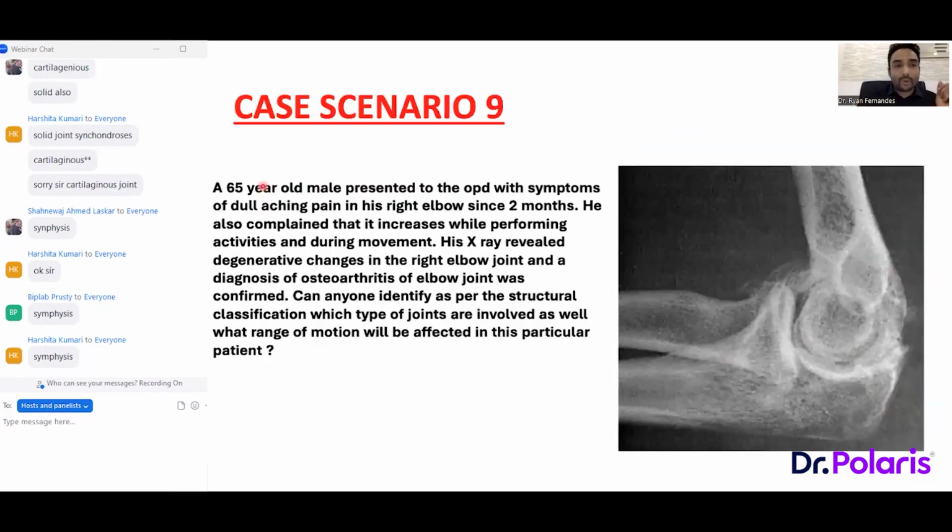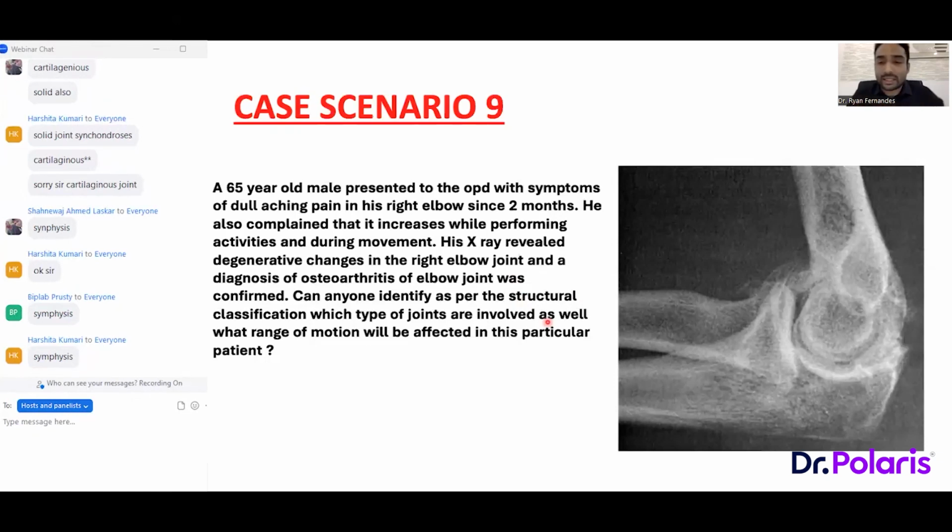So next we go on to a 65-year-old male presented to the OPD with symptoms of dull aching pain in his right elbow since 2 months. He also complained that it increases while performing activities and during movement. His X-ray revealed degenerative changes in the right elbow joint, and a diagnosis of osteoarthritis of elbow joint is confirmed. Can anyone identify the structural classification as well as what range of movements will be affected?